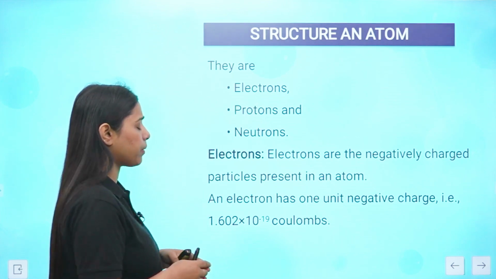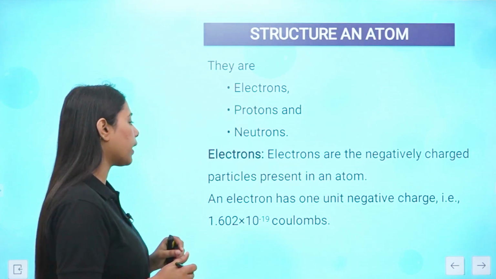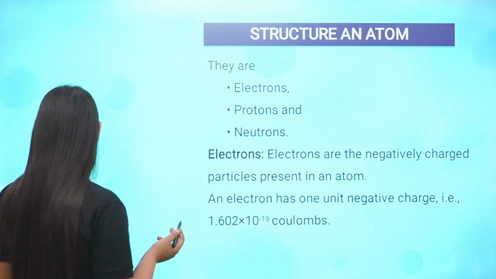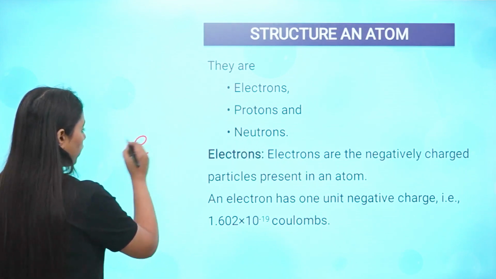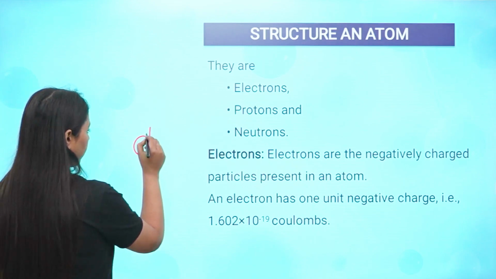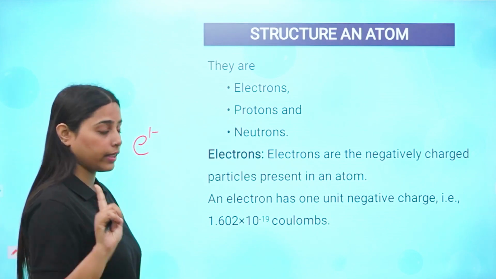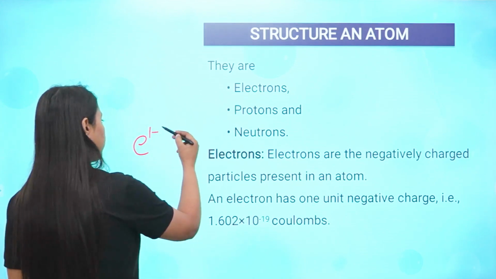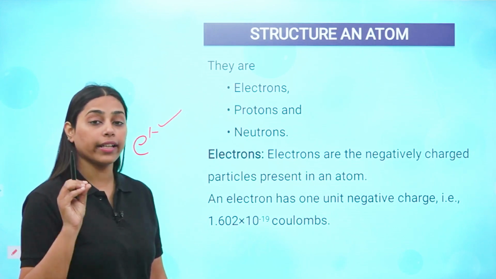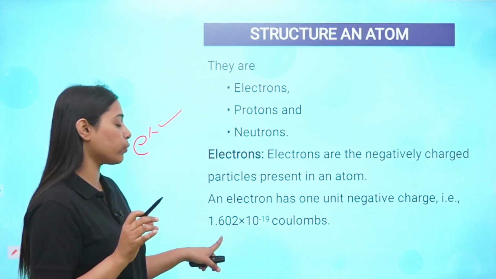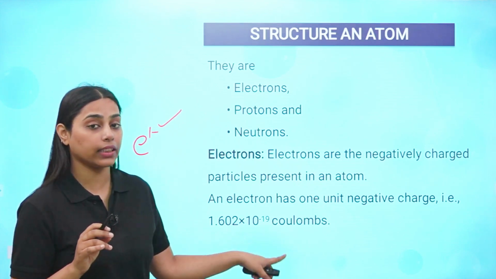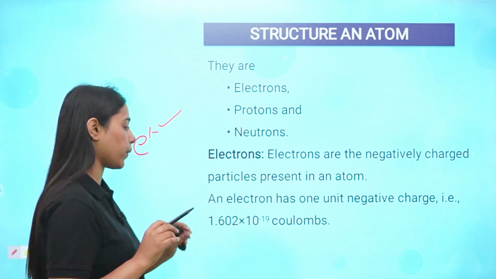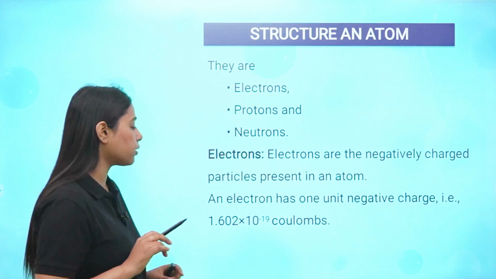So electrons, the first subatomic particle, are negatively charged particles present in an atom. It has one unit negative charge, so you can represent it by a small e, and since it is negatively charged, you represent it by 1 minus only. Simple, one unit of negative charge. It carries an electrical charge whose quantity is 1.602 into 10 power minus 19 coulombs, and in short you can call it 1.6 into 10 power minus 19 as well. So that is the representation for the electron.